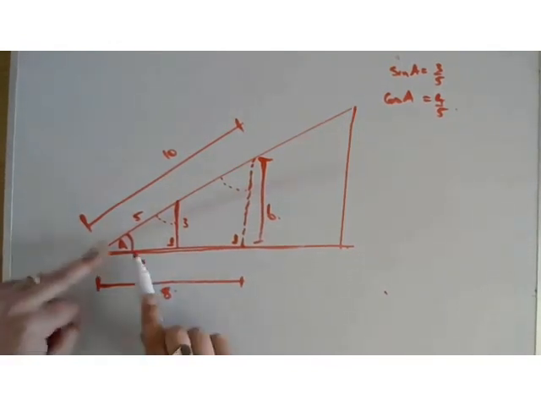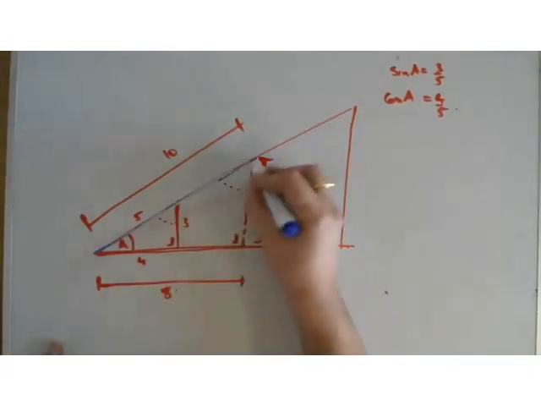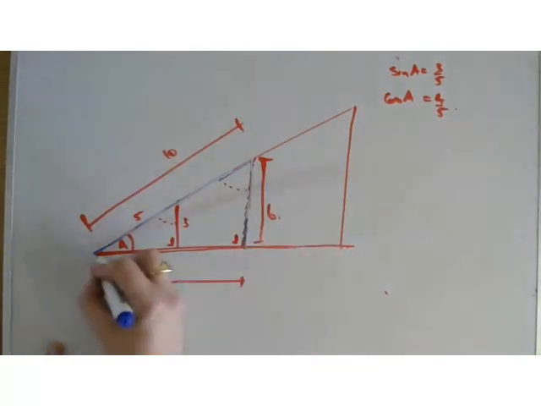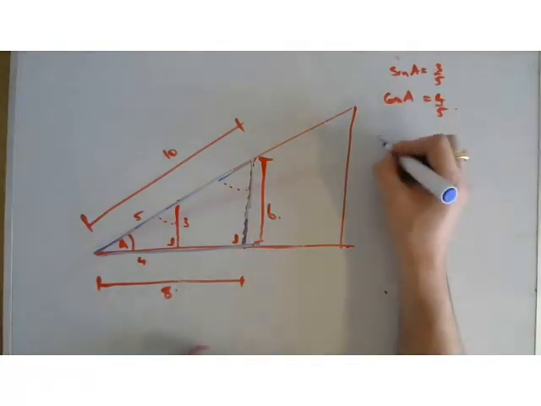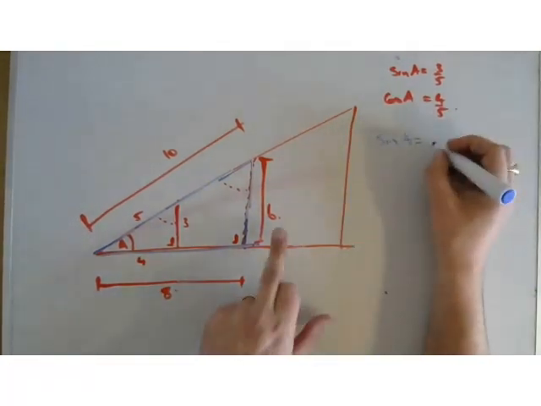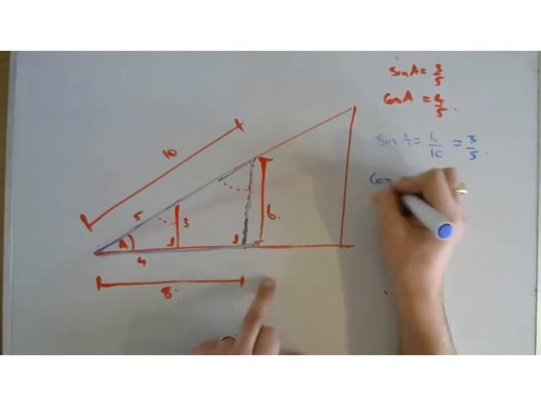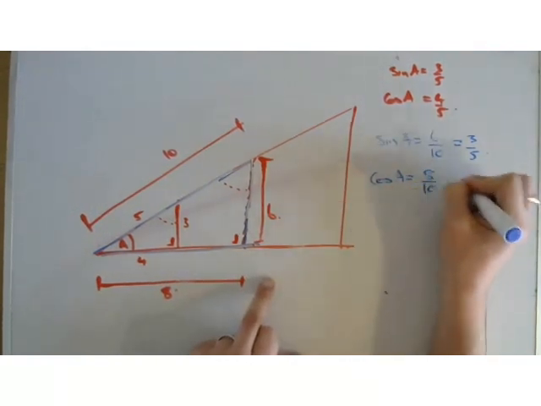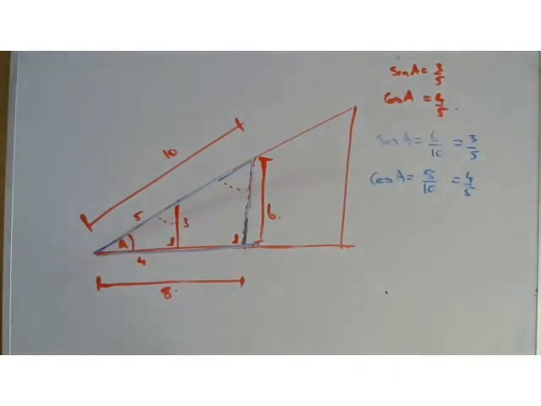So if we look at the sine of A now from the bigger triangle, which is the blue one, and look at the sine, cos, and tan of the blue triangle, then the sine of A is 6/10, which is 3/5, and the cos of A is 8/10, which is 4/5. So you get the same thing. And all right-angled triangles that have this angle A will have the same proportions for their sides.